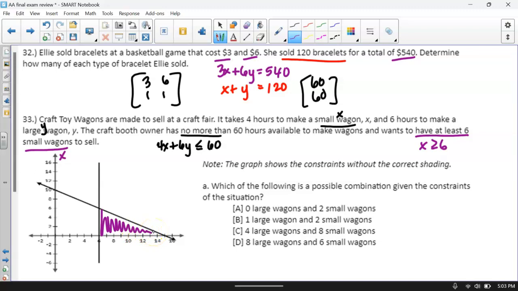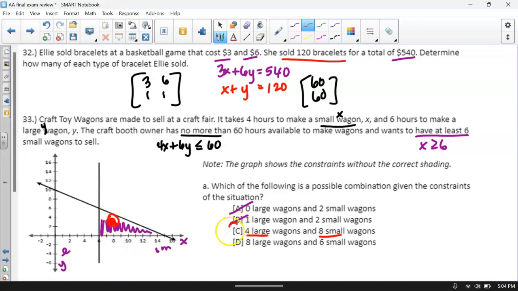So you're looking to see which of these possible combinations. Well, I can already tell 0, 2, and 1, 2 are way too small, right? Because they're over here. You just got to be careful because this is your X, which is your small, and this is your Y, which is your large. So here, 8 small, but 6 large is out of the boundary. Sorry, I flipped that. All right, that's 8 small, 4 large. So notice how 8 small is here, 4 large is here.